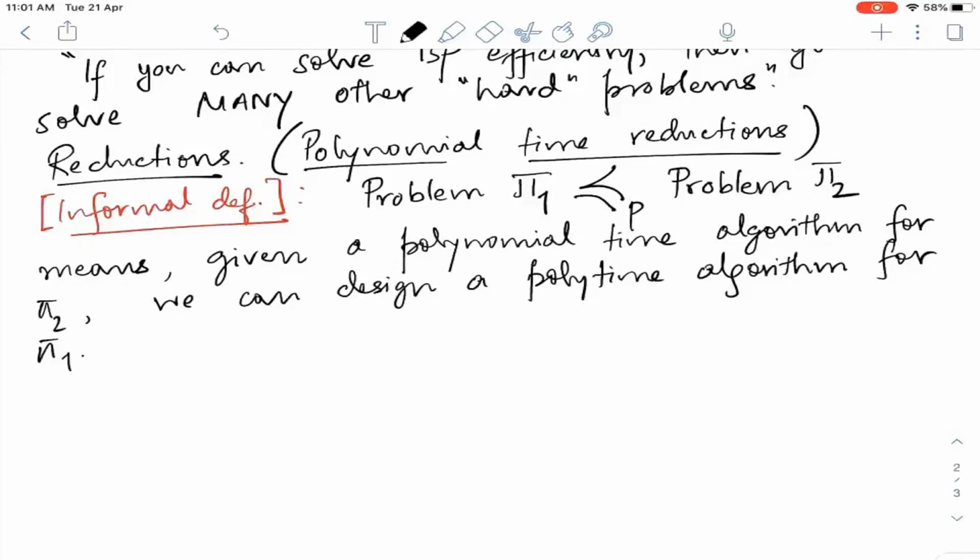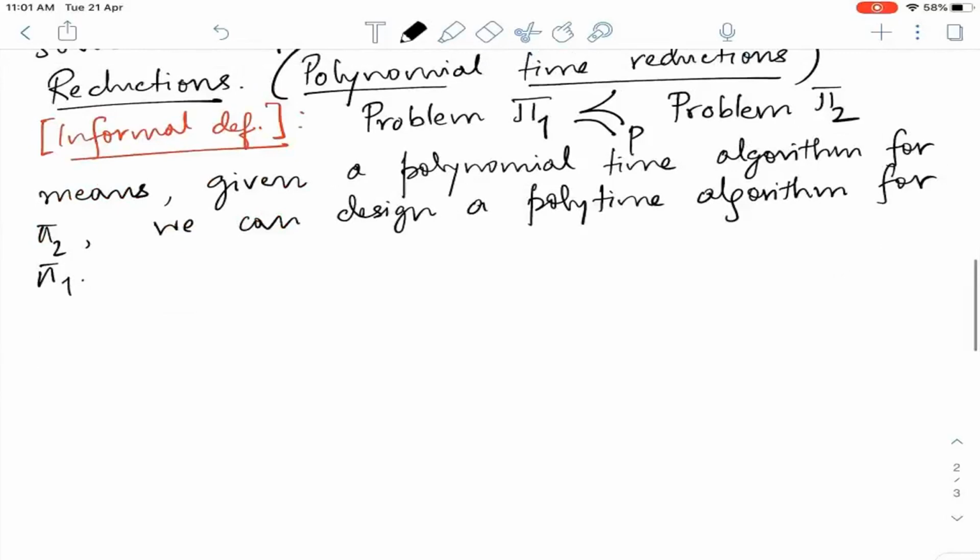Very good. Okay, so let's actually list down the two things that we can imply if we have such a reduction. So implication one. The first implication, of course, is the definition, right? That if you have an algorithm for pi 2, then given some problem pi 1, you can probably do something and use pi 2 in some way to solve pi 1.